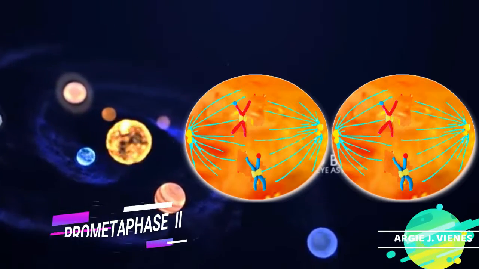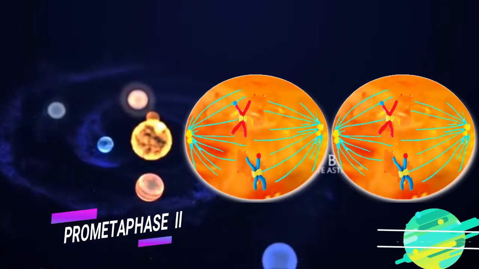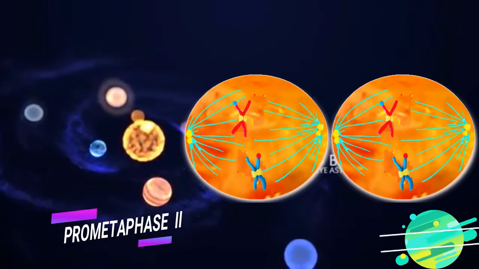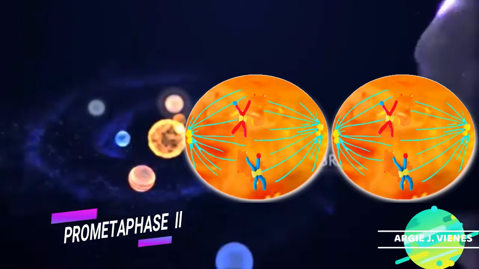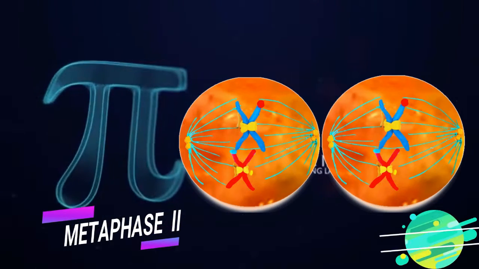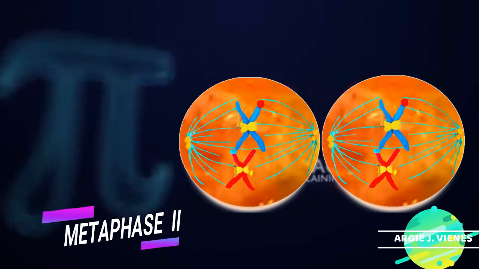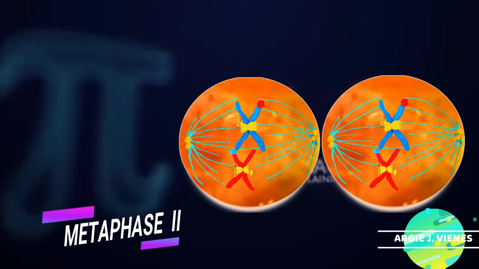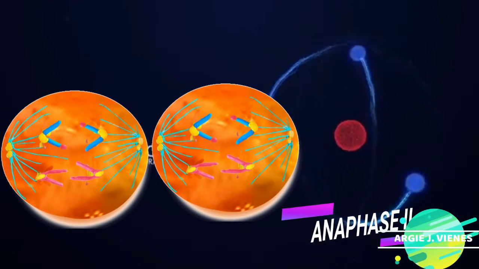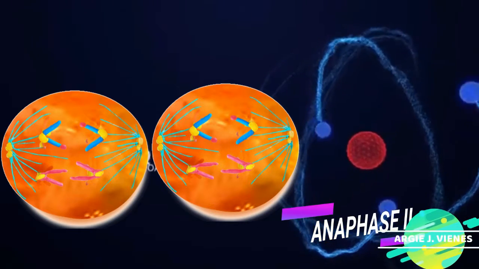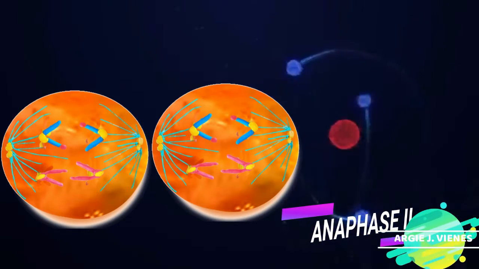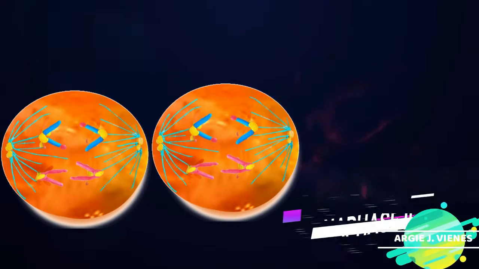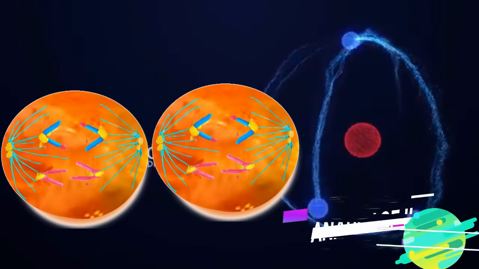Prometaphase 2. During prometaphase 2, the nuclear envelope disappears and the spindle fibers engage the individual kinetochores on the sister chromatids. Metaphase 2. During metaphase 2, the sister chromatids are maximally condensed and aligned at the equator of the cell. Anaphase 2. During anaphase 2, sister chromatids are pulled apart by the shortening of the kinetochore microtubules. Non-kinetochore microtubules lengthen the cell.